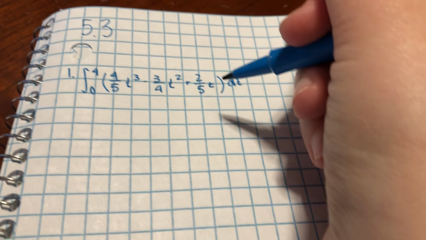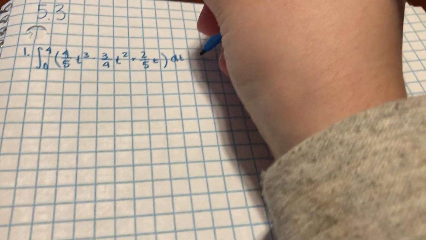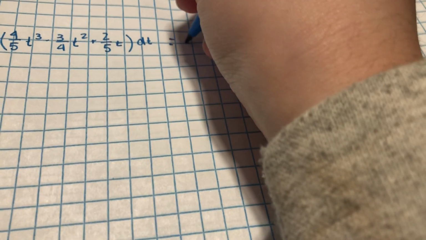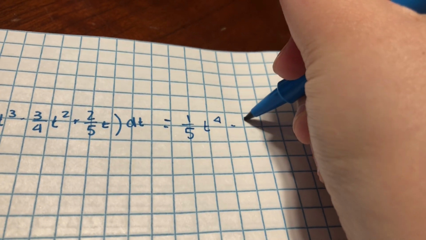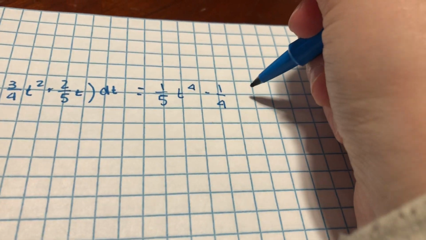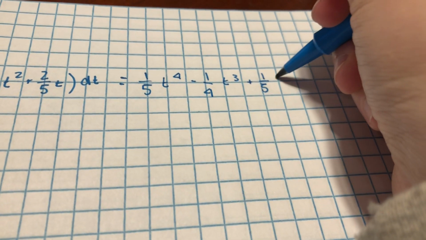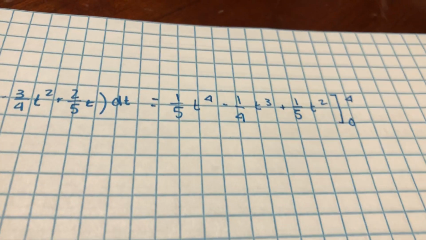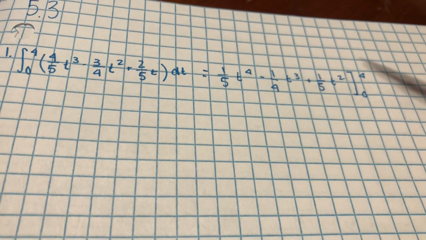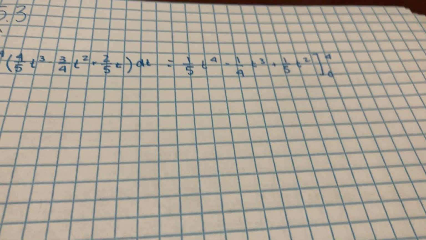So first off, we take the antiderivative of the function. So the antiderivative is 1/5 t to the 4th minus 1/4 t cubed plus 1/5 t squared. And our domain is still 0 to 4. So then what we do is we plug in for 4, and then we subtract everything plugged in for 0. When we plug in for 0, we just get 0. So we're just going to plug in for 4.